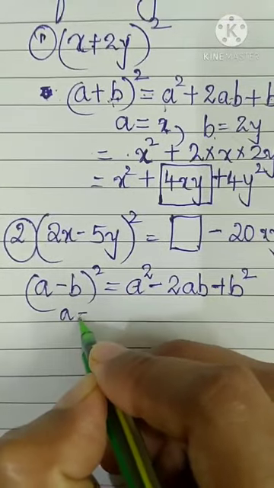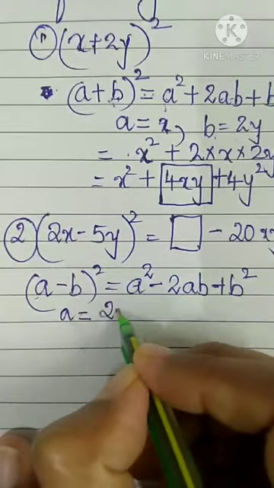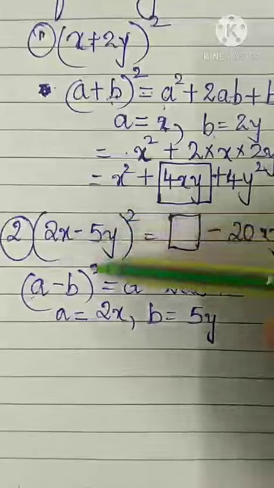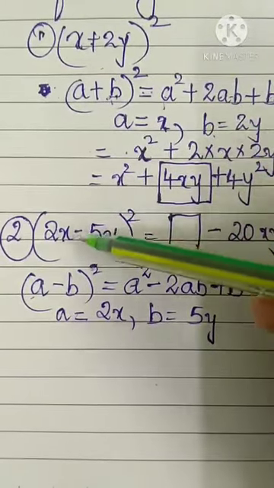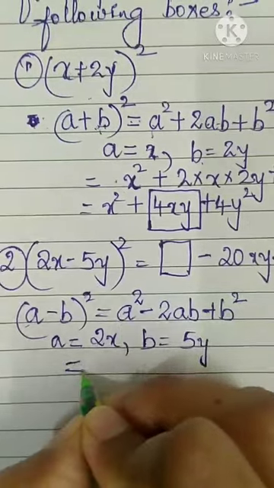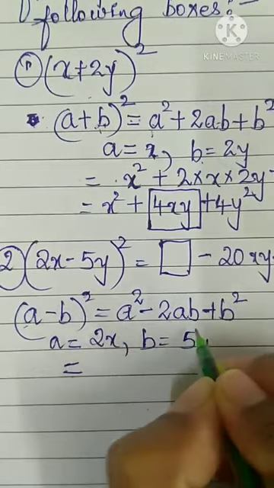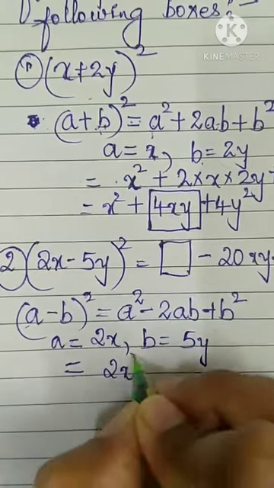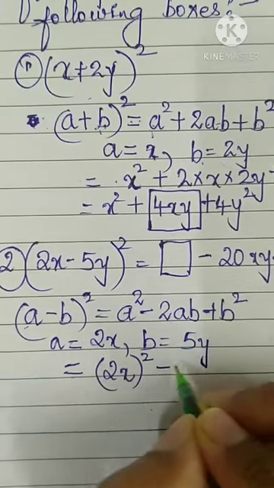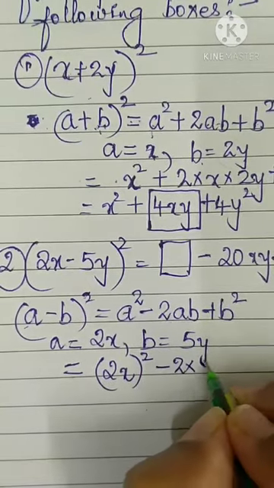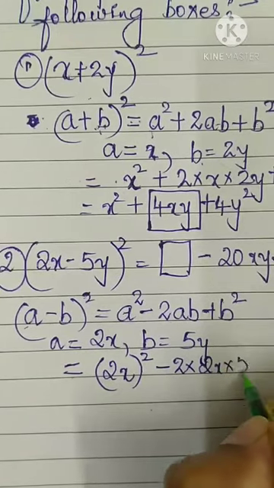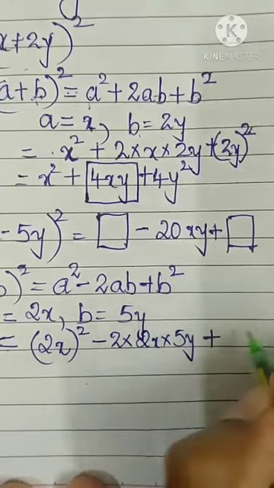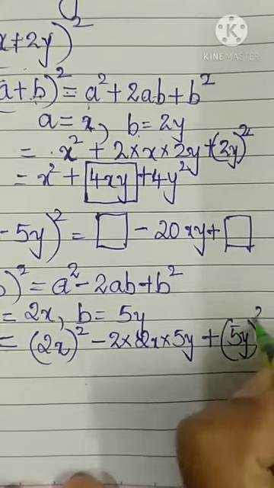As I told you, a will be 2x and b will be 5y. We have separate formulas, one for plus and one for minus. So in the formula, in place of a you will write 2x, in place of b you will write 5y. So a square means 2x the whole square, minus 2 into a is 2x, b is 5y, plus, what is b? 5y the whole square.